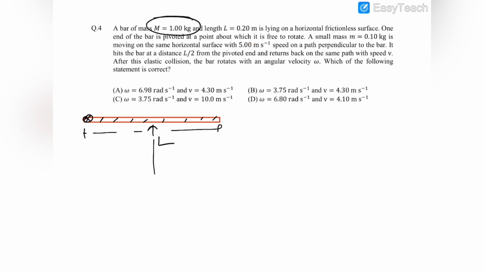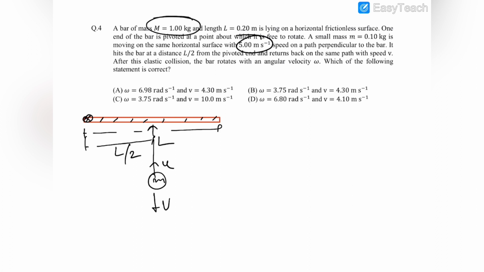This rod is pivoted from this end and this mass strikes the rod with velocity u, and after striking, u is given as 5 and it hits at a distance of L by 2 from the pivot and returns back on the same path with the speed of v. Okay, so after collision it returns back with v. So we have to find out omega of the rod and v.